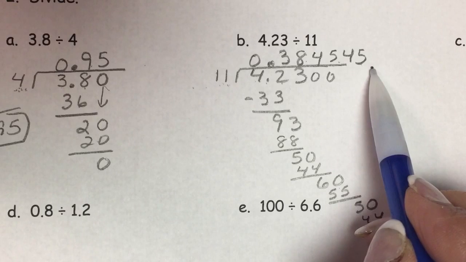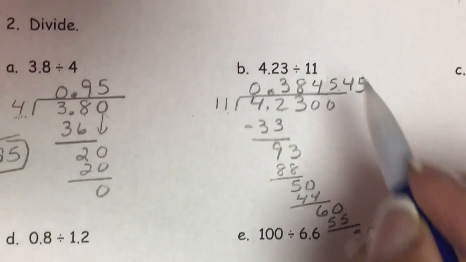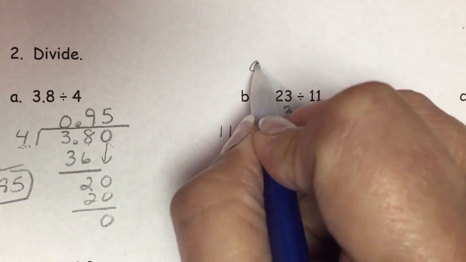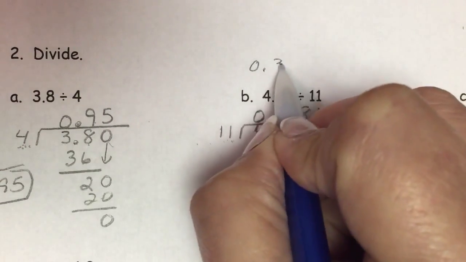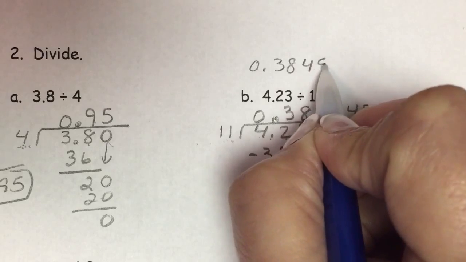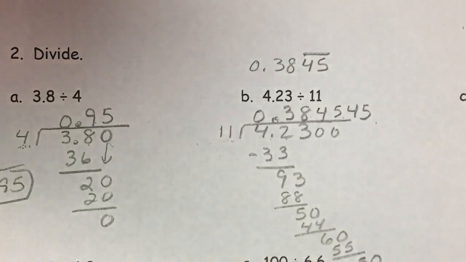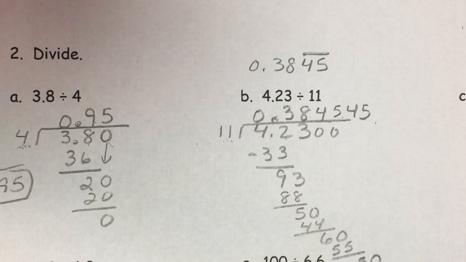So we can stop with our dividing, otherwise we'll go on forever. So here's what we're going to do. Our answer will be, I'm going to put it right up here, 0.3845, and you put the repeating bar over the 4 and the 5 because those are the two numbers that are going to continue to repeat.